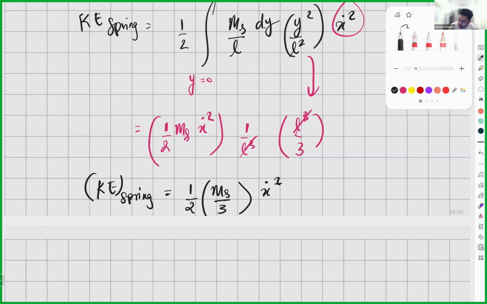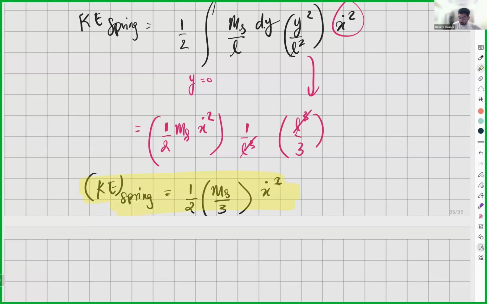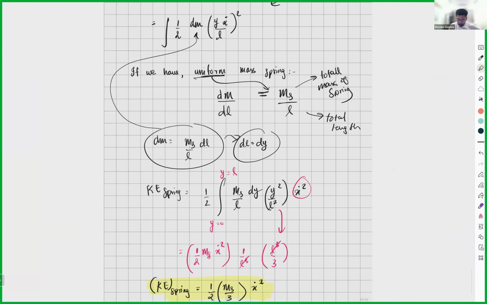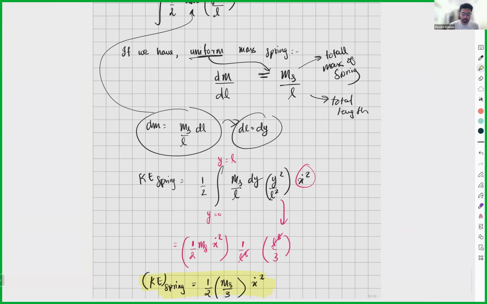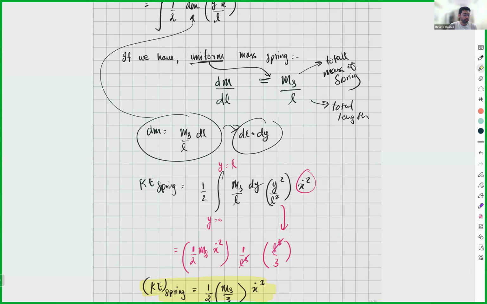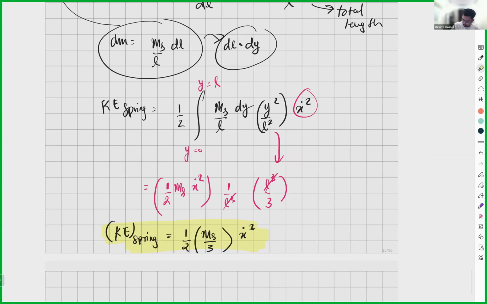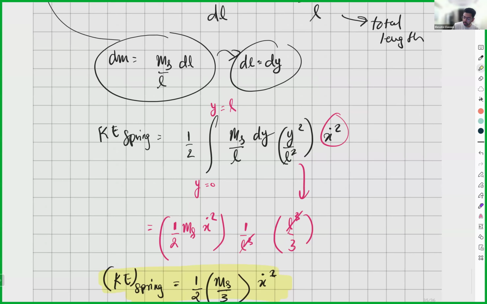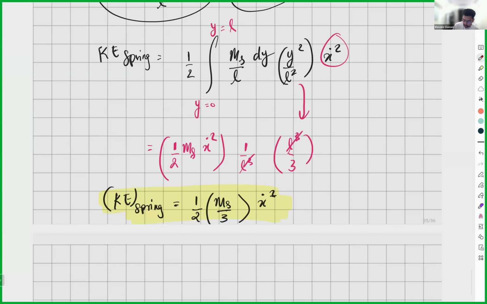Now this is the total kinetic energy of the spring, which tells you a very important thing. Because the velocity of each element of the spring is different, if you consider the whole spring as a whole, the mass of the spring is contributed as one third. So you can call this the effective mass of the spring.